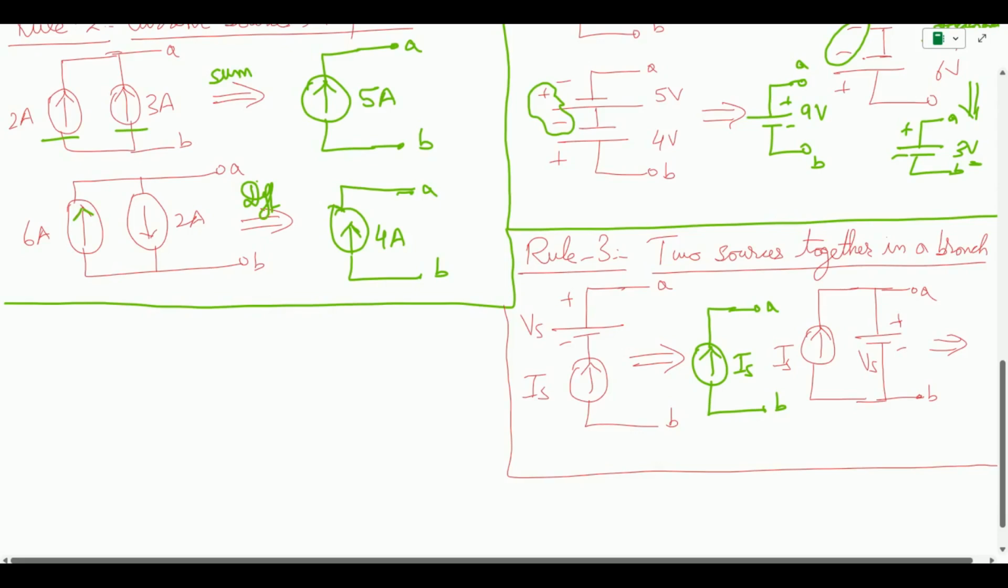And what happens if we have these sources in parallel? Again, voltage remains the same in parallel, so the dominance will be of the voltage source when we are doing the source transformation analysis. So this was the third rule.